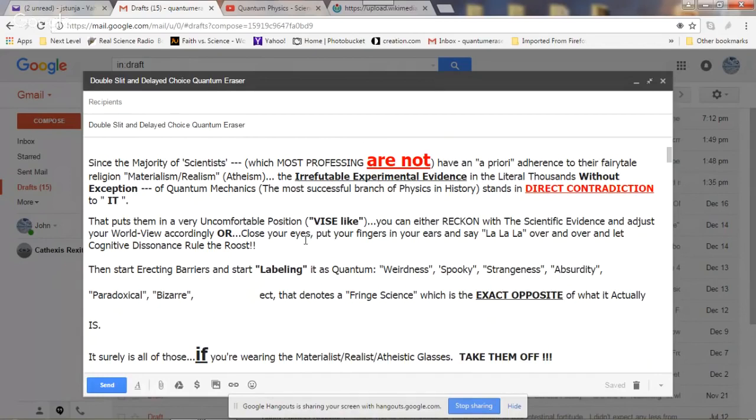Then what you do is you start erecting barriers and start labeling it: quantum weirdness, spooky, strangeness, absurdity, paradoxical, bizarre. These are all the watchwords. This is what you're going to hear.